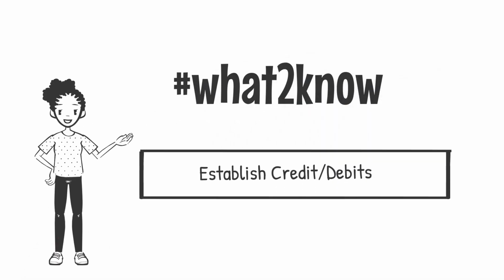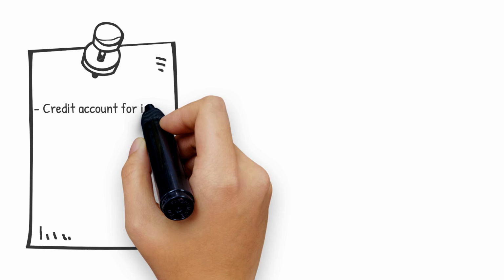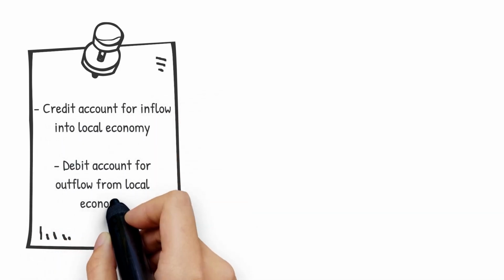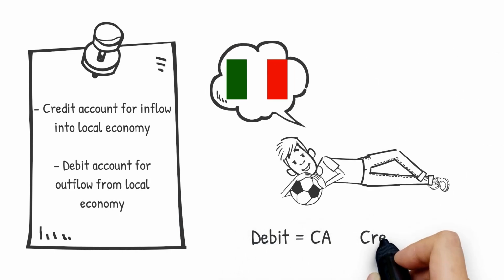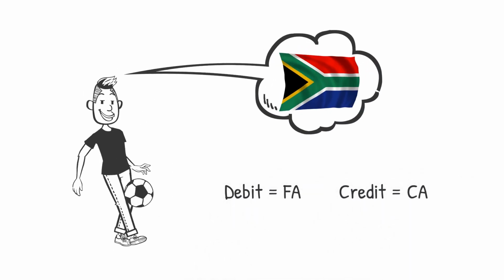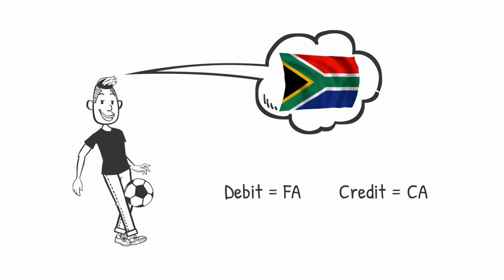How to establish the credits or debits. You credit an account for an inflow into the local economy and debit an account for an outflow from the local economy. For example, if a South African citizen purchases a soccer ball in Italy, we would debit the current account and credit the financial account. Or if an Italian tourist purchases a soccer ball in South Africa, we would debit the financial account and credit the current account. Note that every debit has an equal credit.